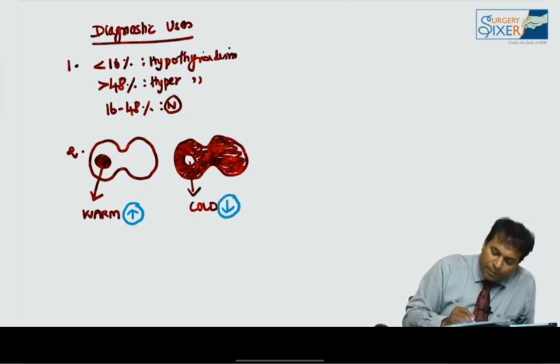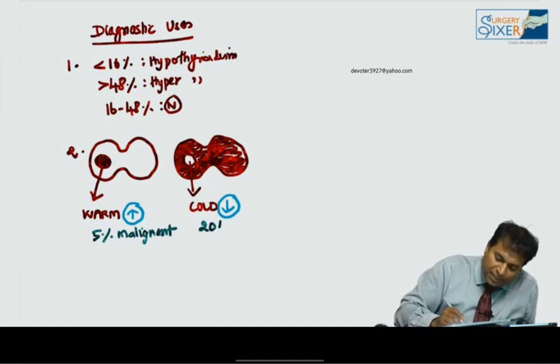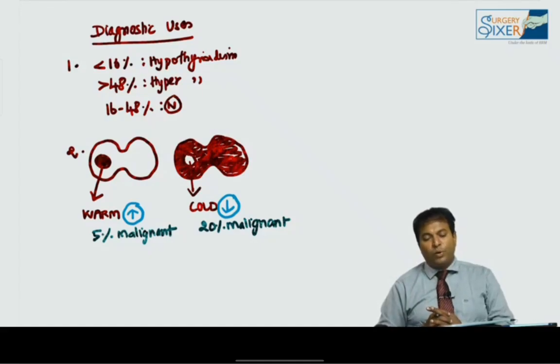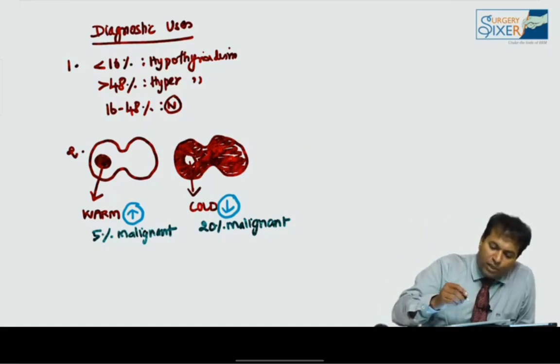A warm nodule is only 5% of the time malignant. A cold nodule is 20% of the time malignant. Otherwise, 80% of the time it is benign. So a cold nodule, 80% of the time it is a benign nodule, 20% of the time malignant. So this is the second diagnostic use. I am telling you the diagnostic uses, please don't forget.